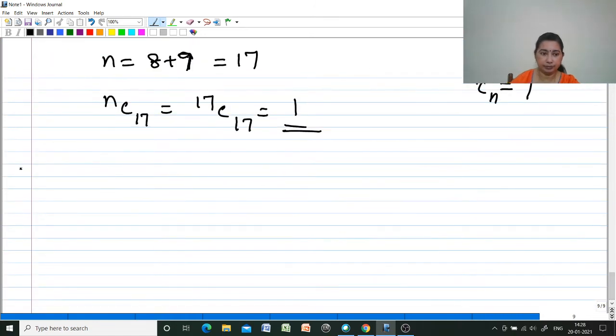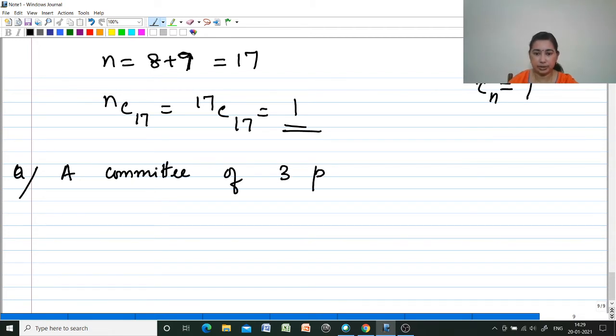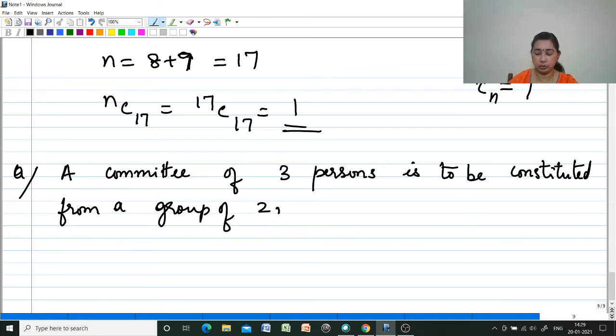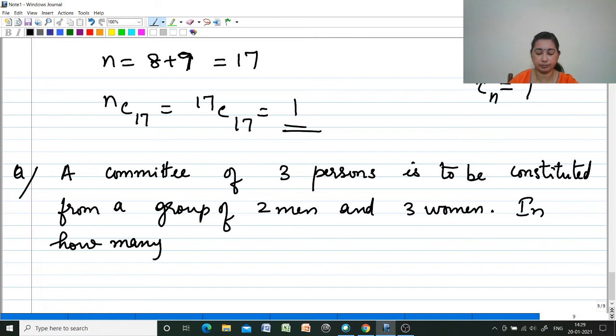Okay, now next one. A committee of 3 persons is to be constituted from a group of 2 men and 3 women. In how many ways can this be done?